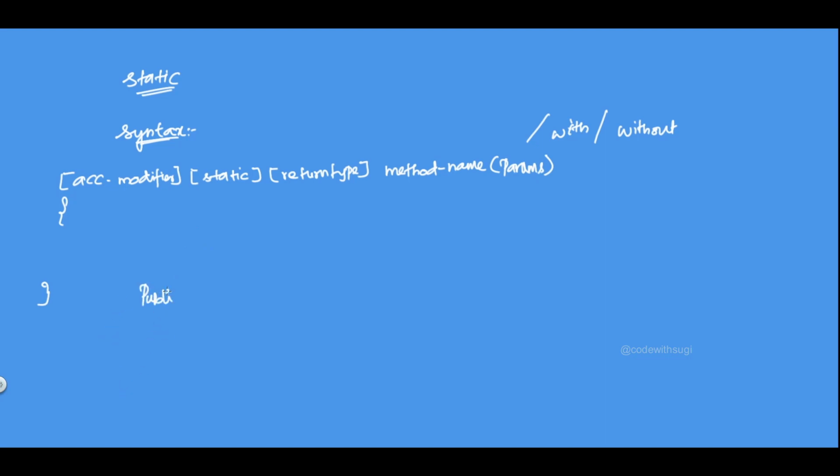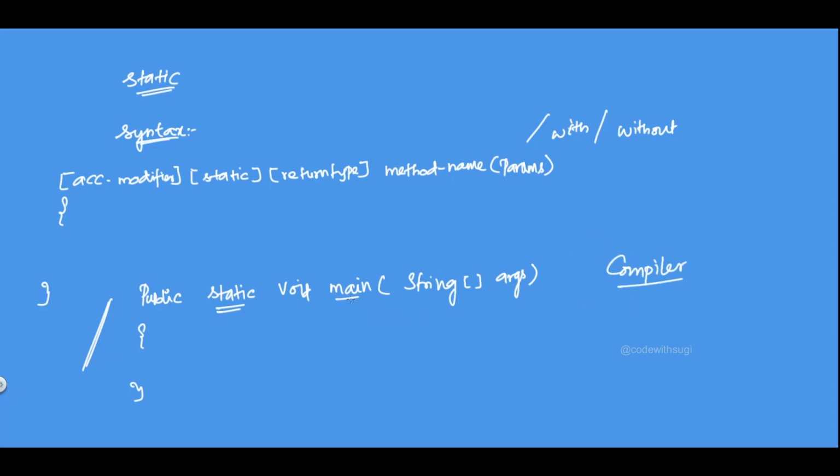Okay, so from the beginning we used to see the main method, right? So public static void main, it will have a string of arguments. So this is the one best example for static methods. Okay, so due to this static nature, okay, the compiler is able to access this main method without any object creation.